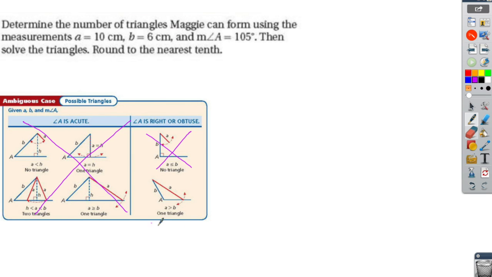It will look something like this. Let's set it up. I'm going to set up a triangle that looks something like that. Not as good as it should be, but good enough. 105 degrees for angle A, angle B right here, angle C right here. And we said side A is 10 units, side B is 6, and side C is an unknown.